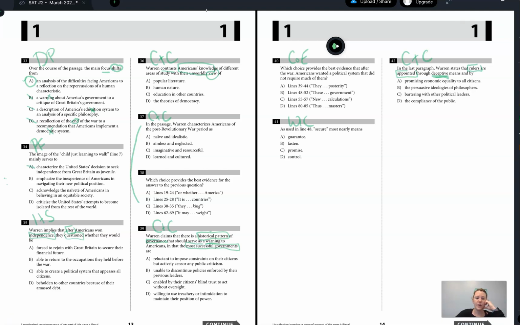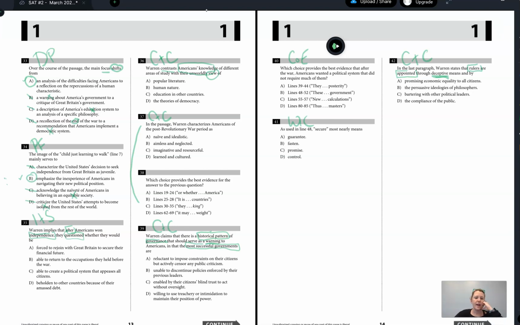Emphasize the inexperience of Americans in navigating their new political position. That feels pretty accurate because we know we can walk, but we don't know what step to take first. Acknowledge the naivety of Americans in believing in an equitable society. We haven't reached the discussion of equitable society in this piece, so I think we can get rid of C. Criticize the United States' attempt to become isolated from the rest of the world. Again, we have not reached isolation in this piece yet. It's just independence, and those are two very different words. So it must be B.